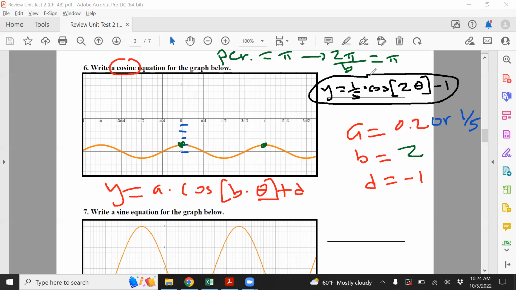Now it's hard to show work for this because we're really just looking at the graph and extracting information. But if you do write that the period is this and solve for b, that gives you some partial credit in case you make a mistake. Or if you tell me a is this or d is this, at least I know the wheels were turning and you were thinking through the problem. So 2 pi over b equals pi. And then you could solve it by cross multiplying and isolating b.